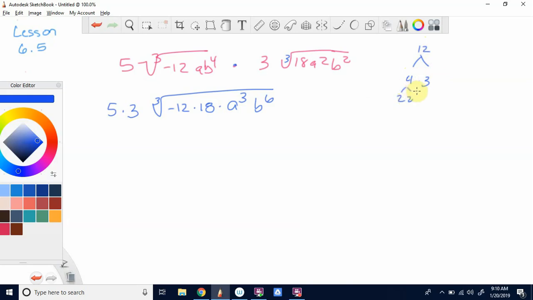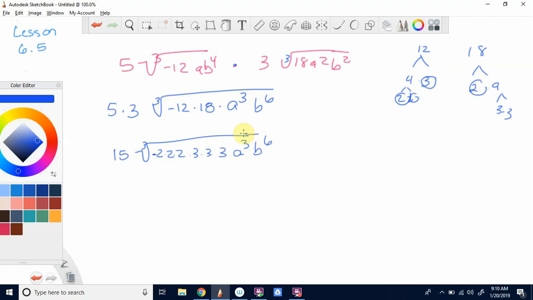2, 2, 3, and 18 is 2 and 9, or 3, 3. So basically we have 5 times 3 is 15, the cube root of 2 times 2 times 2 times 3 times 3 times 3. And don't forget this little negative here. And then a cubed b to the 6.